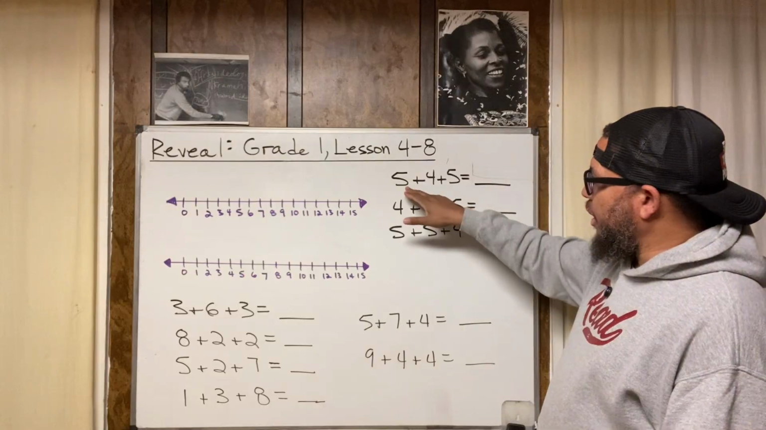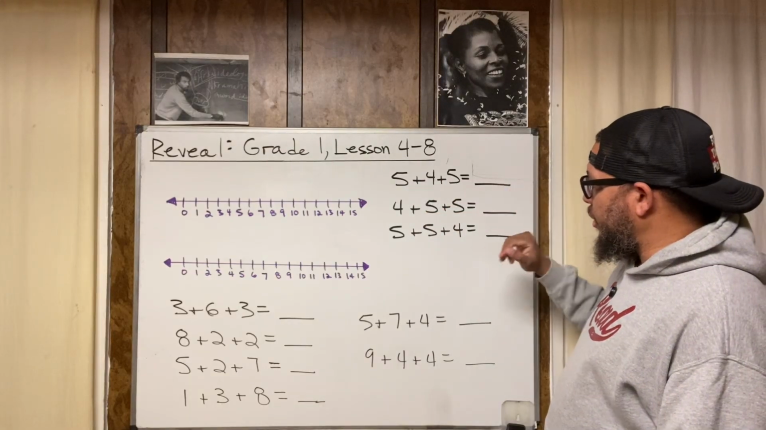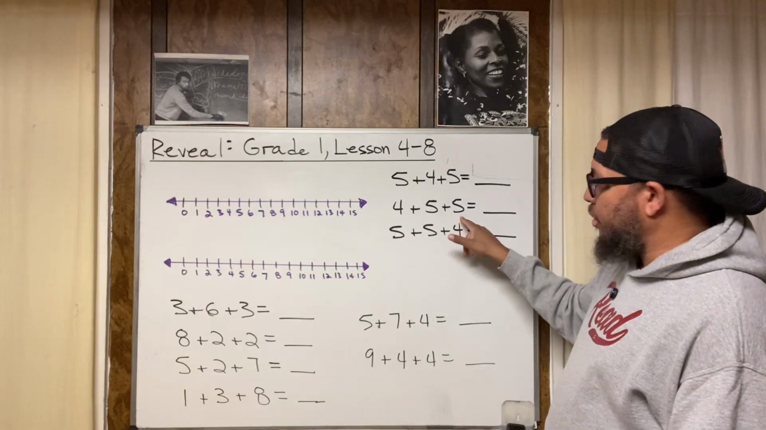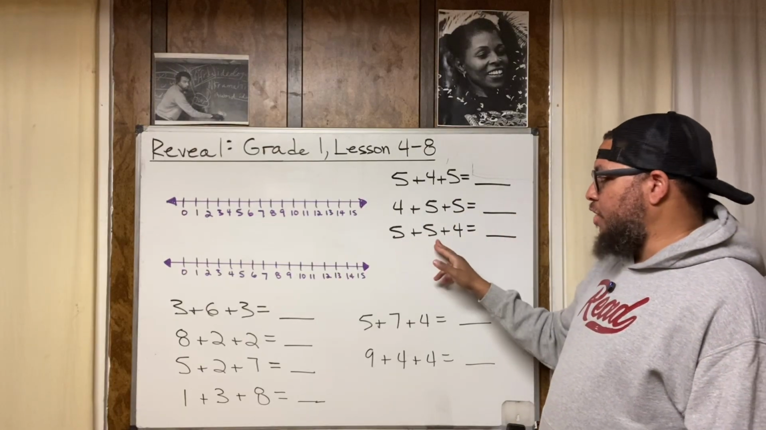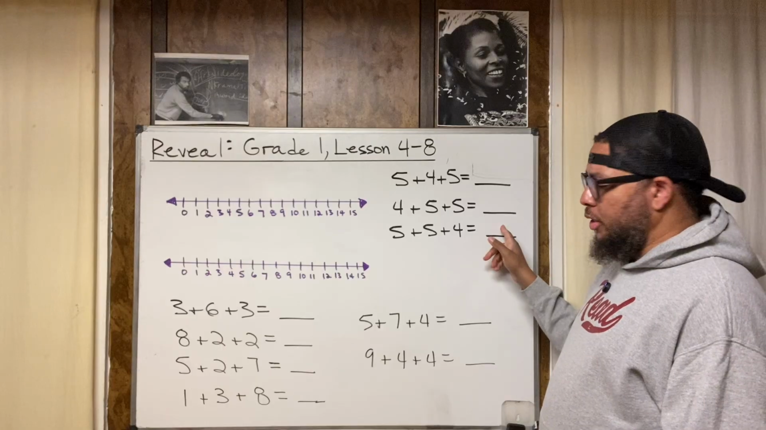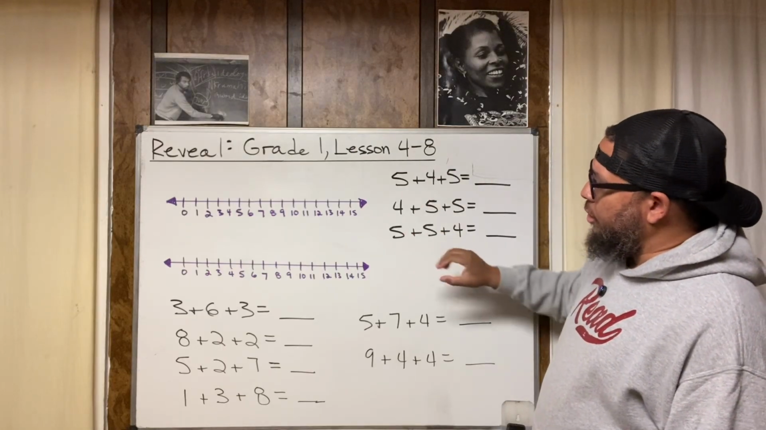All right. So first I have 5 plus 4 plus 5. Those are my add-ins. We want to know what the sum is. Then I have 4 plus 5 plus 5. Those are my add-ins. We want to know what the sum is. Then I have 5 plus 5 plus 4. We want to know what the sum is. These should look familiar, right?